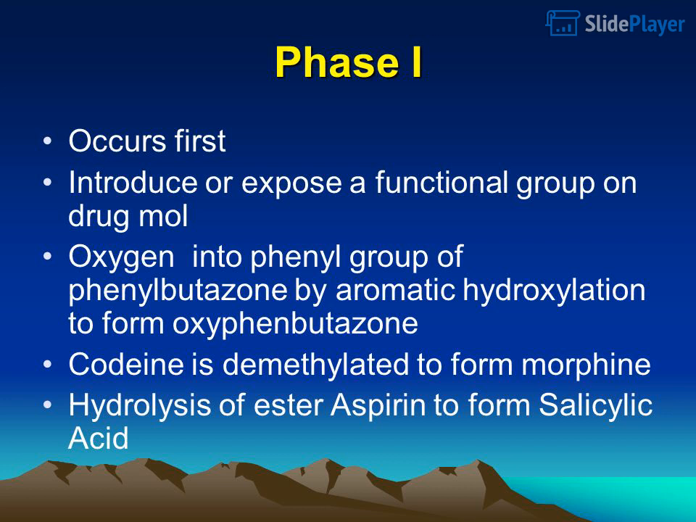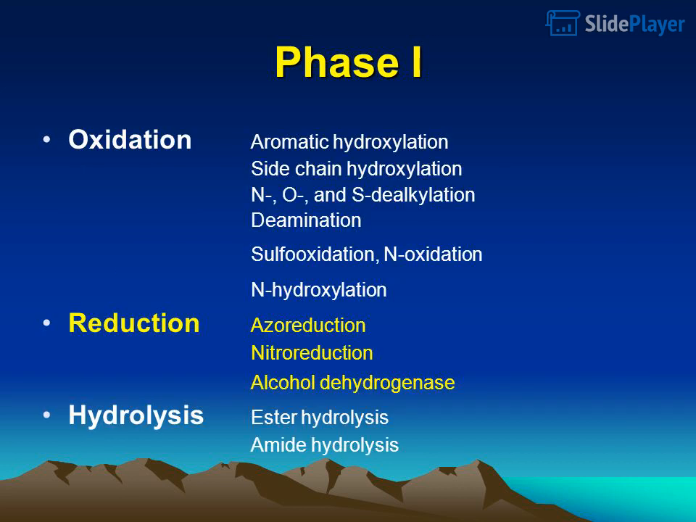Oxygen is introduced into the phenyl group of phenylbutazone by aromatic hydroxylation to form oxyphenbutazone. Codeine is demethylated to form morphine. Hydrolysis of aspirin forms salicylic acid. Phase I oxidation includes aromatic hydroxylation, N-hydroxylation, side chain hydroxylation, N-, O-, and S-dealkylation, deamination, sulfoxidation, and N-oxidation.